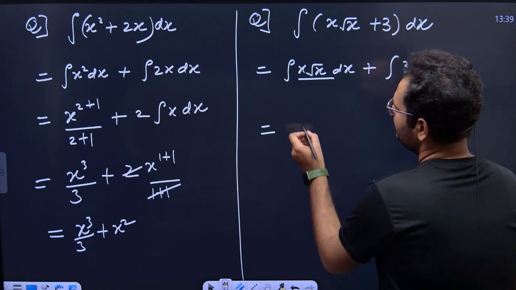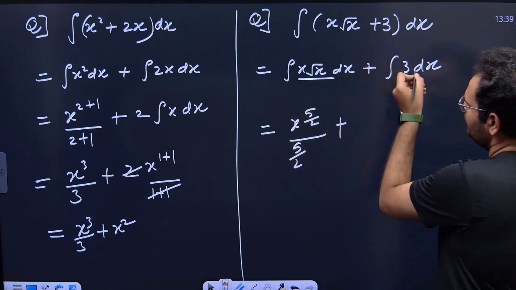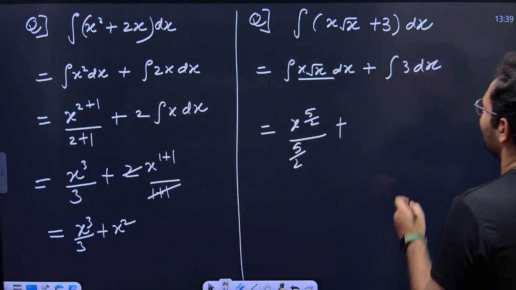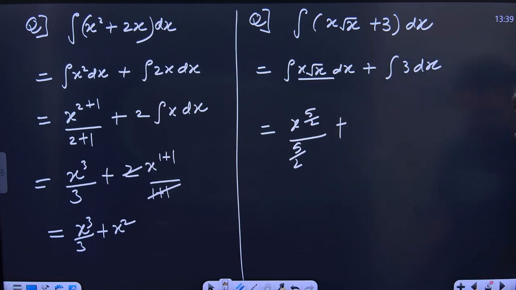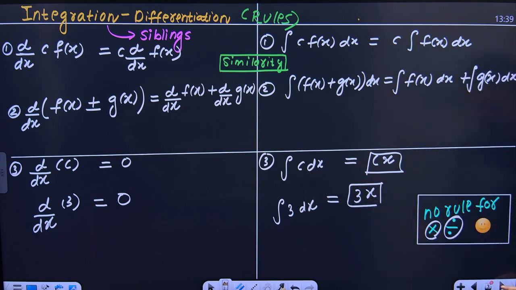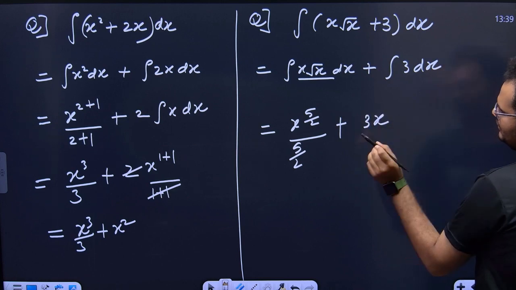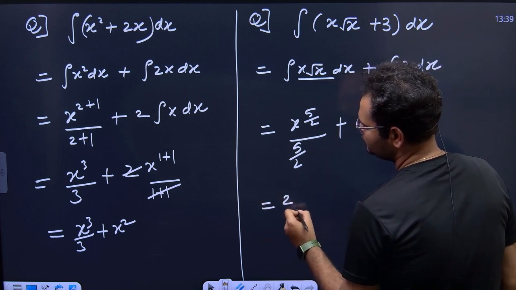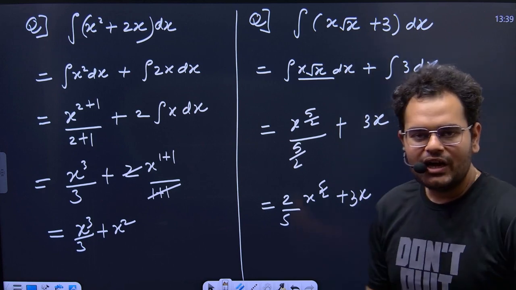So I will directly write x to the power 5 by 2 upon 5 by 2 plus, what is integration of constant? Is it 0? No, no, no, it is not 0. What we do? We take this 3 outside or directly by the rule integration of c dx. Which rule, sir? See this rule. Integration of c dx is equal to cx. So I will write plus 3x. Okay, that's it. You can take this 2 in numerator to simplify further, that is 2 by 5 x to the power 5 by 2 plus 3x. Are you going well?